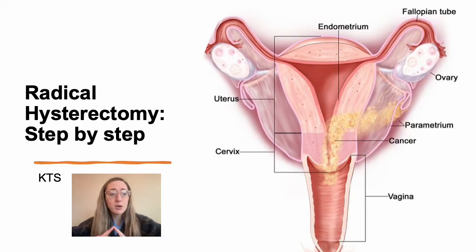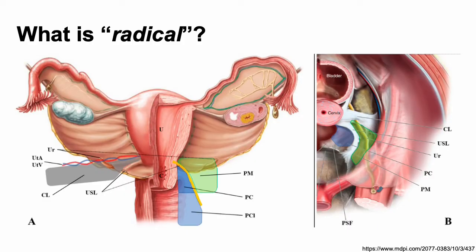So today we'll talk about radical hysterectomies in the context of cervical cancer. So let's first talk about what the definition of a radical surgery is. A radical surgery to treat cancer involves removing the tumor along with surrounding tissue and structures that could potentially involve cancer. And so today we're going to be talking about a radical hysterectomy.